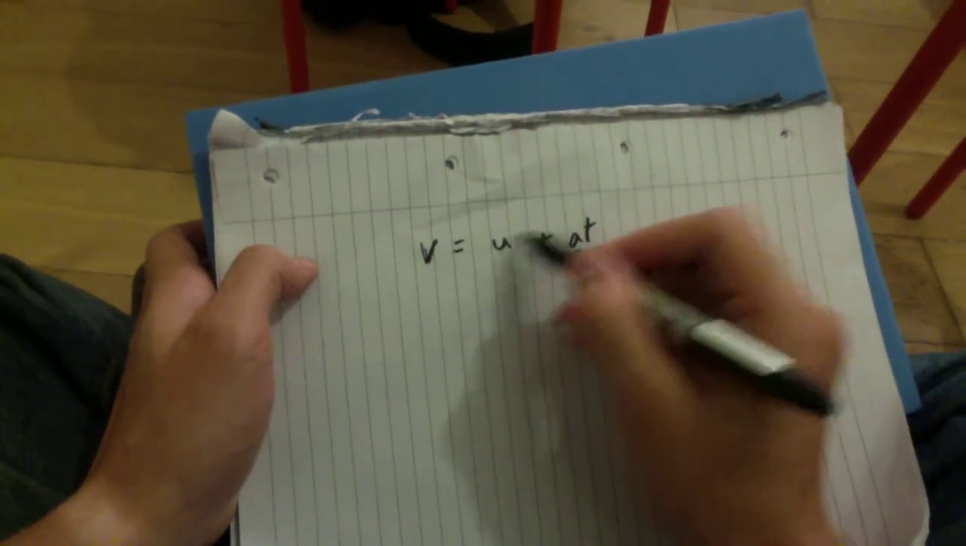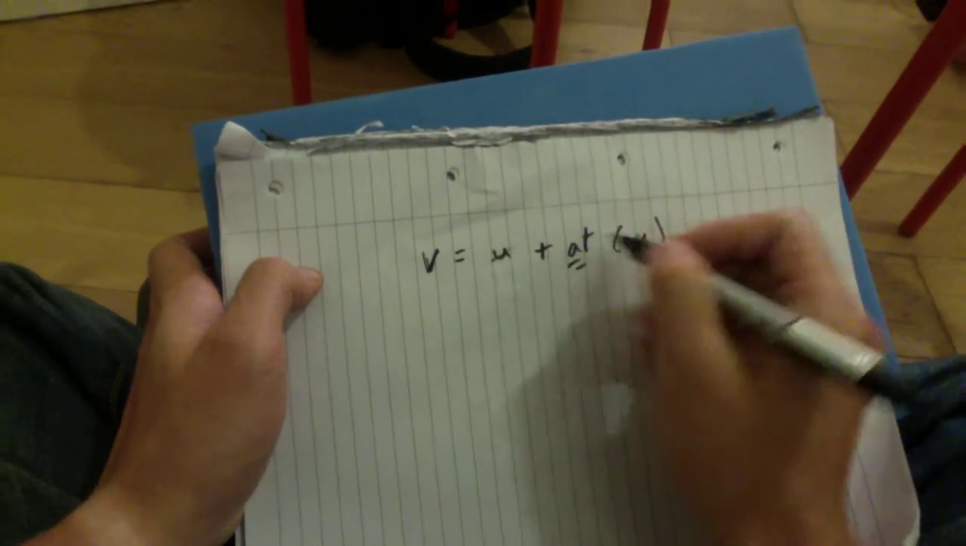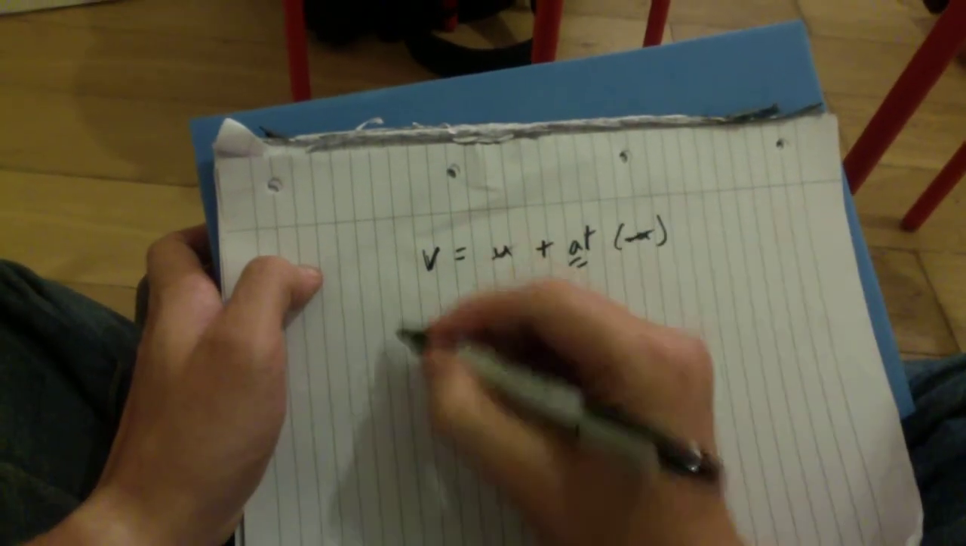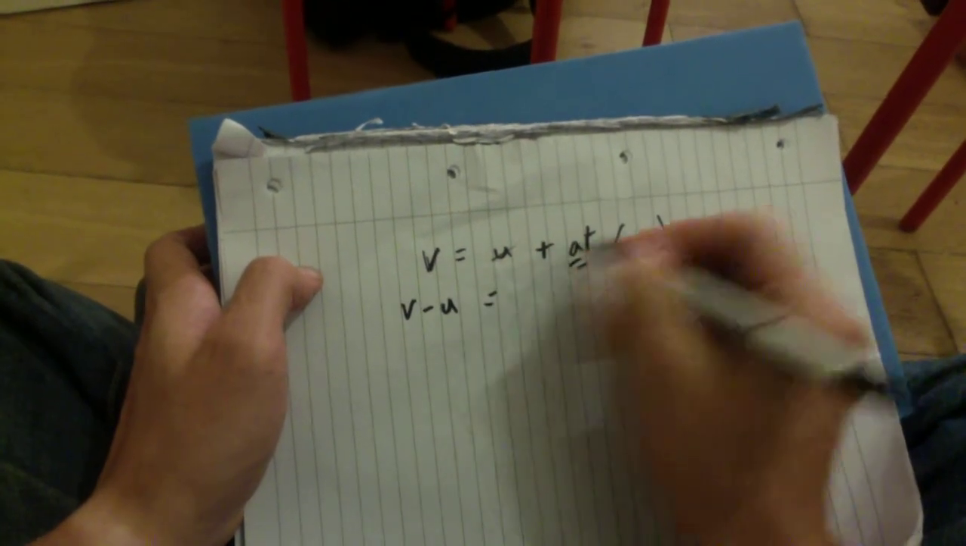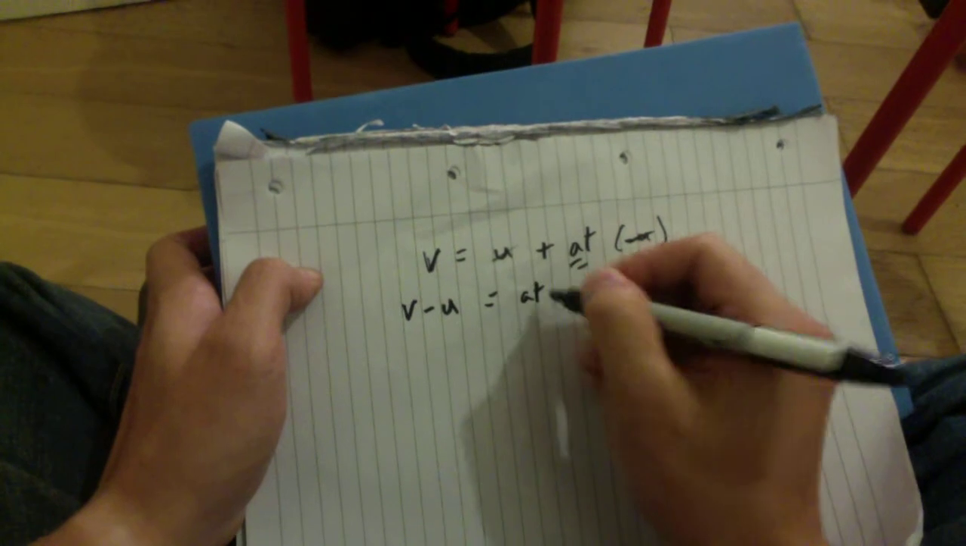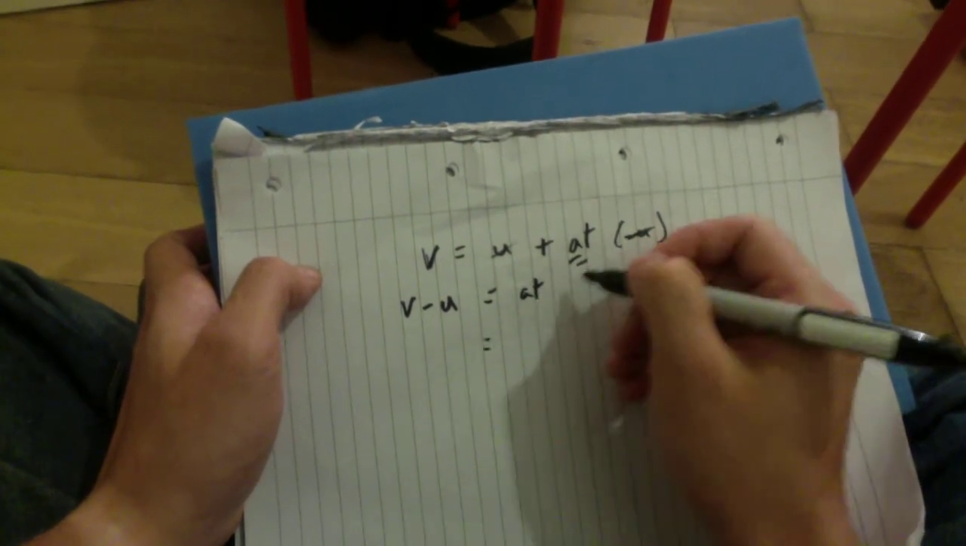To get rid of u on this side, all you have to do is minus u by itself, which will take u out. But remember, you've got to do the same on that side, so v minus u. And because there's no u left on this side, you're left with at. Now, you've got to try and separate a from t. How do you do this?